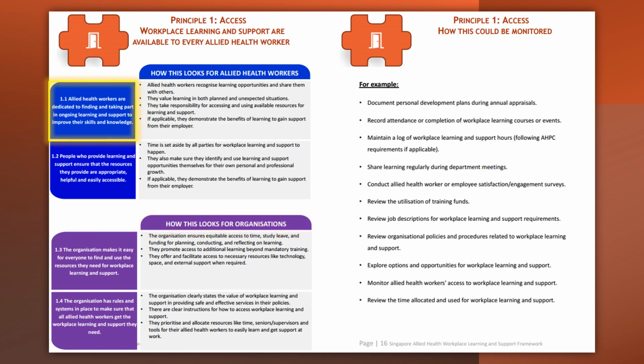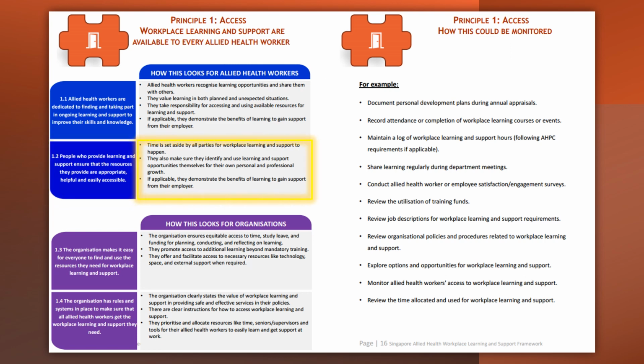So 1.1 here is allied health workers are dedicated to finding and taking part in ongoing learning and support to improve their skills and knowledge. How this looks is that allied health workers recognize learning and support opportunities and share them with others, and that they value learning in both planned and unexpected situations. They take responsibility for accessing and using available resources for learning and support, and if applicable, they demonstrate the benefits of learning to gain support from their employer. The second statement, 1.2, is that people who provide learning and support ensure that the resources they provide are appropriate, helpful, and easily accessible.